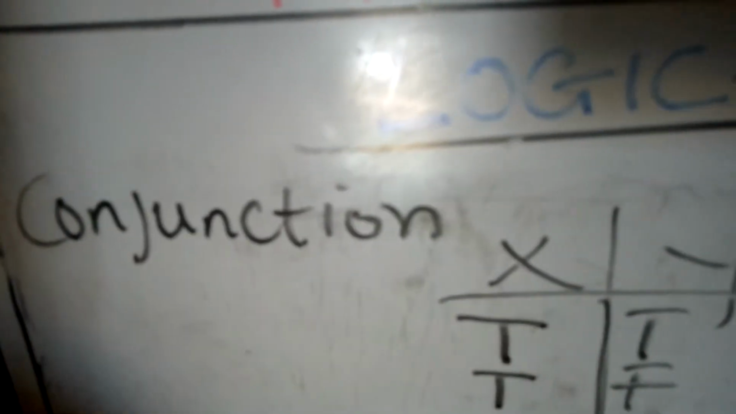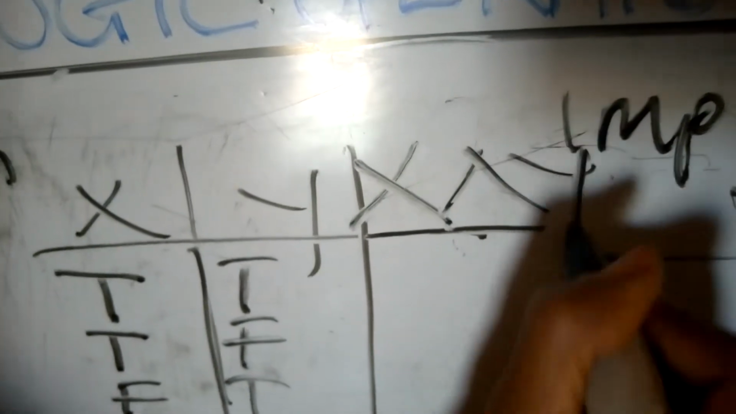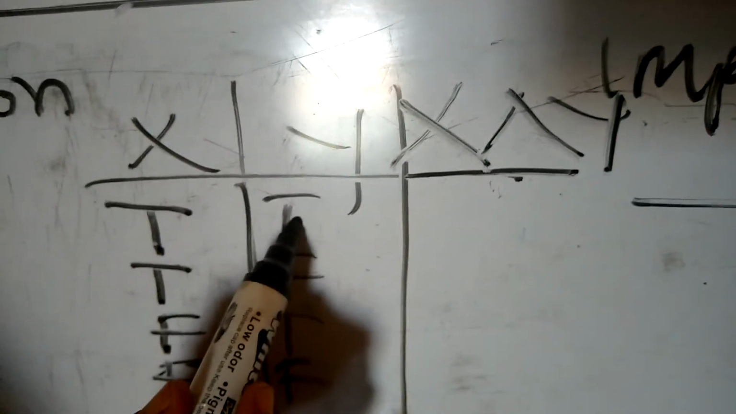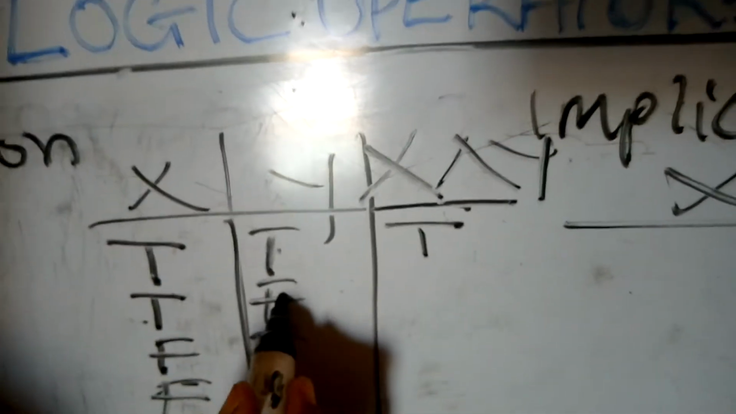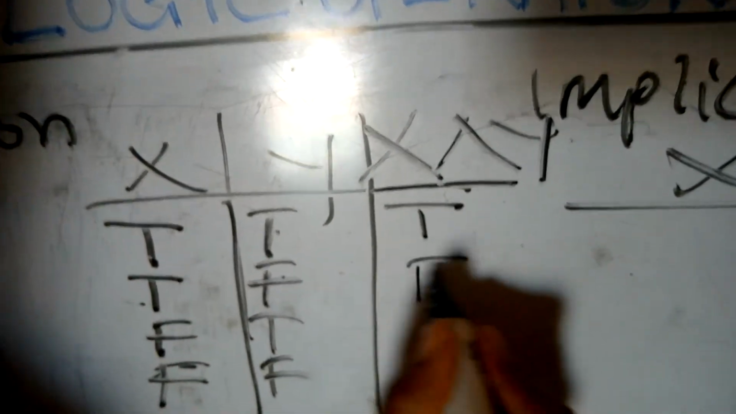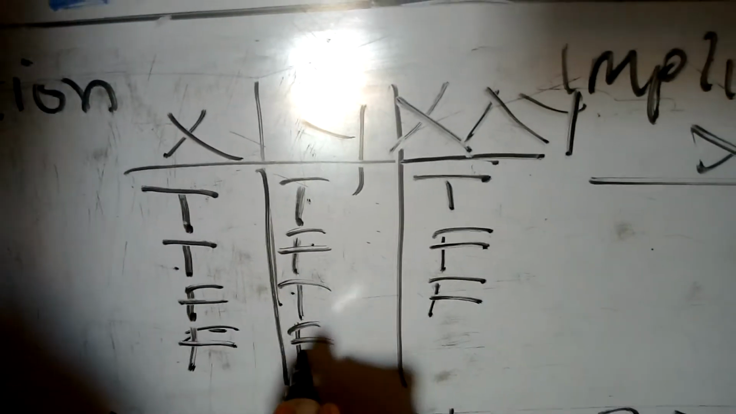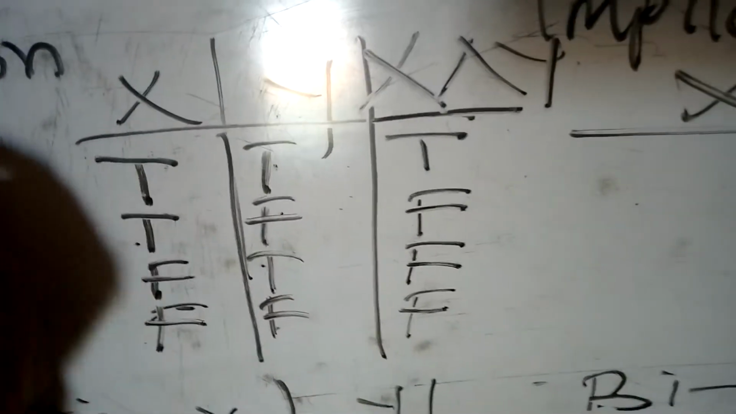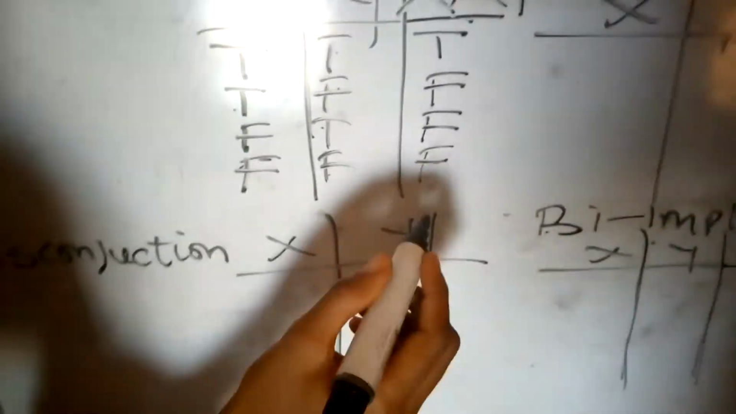Conjunction means multiplication, so x and y: true times true will give us true, true times false will give us false, false times true will give us false, false times false will give us false. You can also use, instead of true and false, 1 and 0.